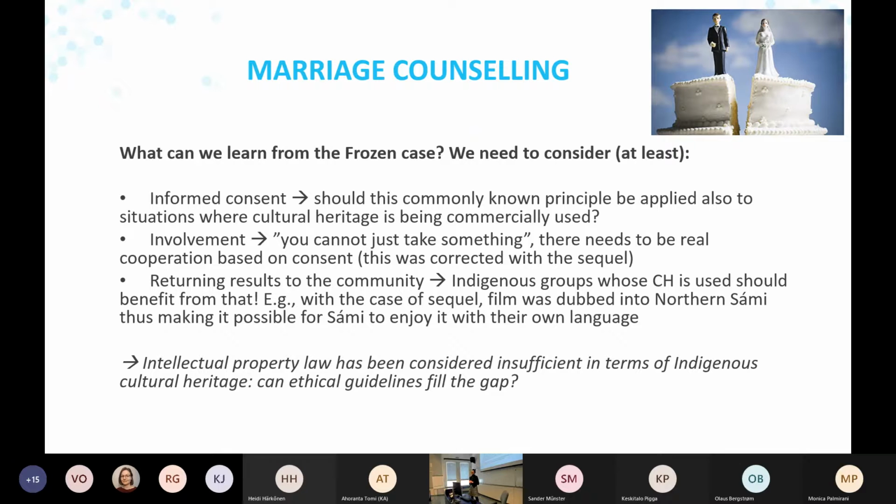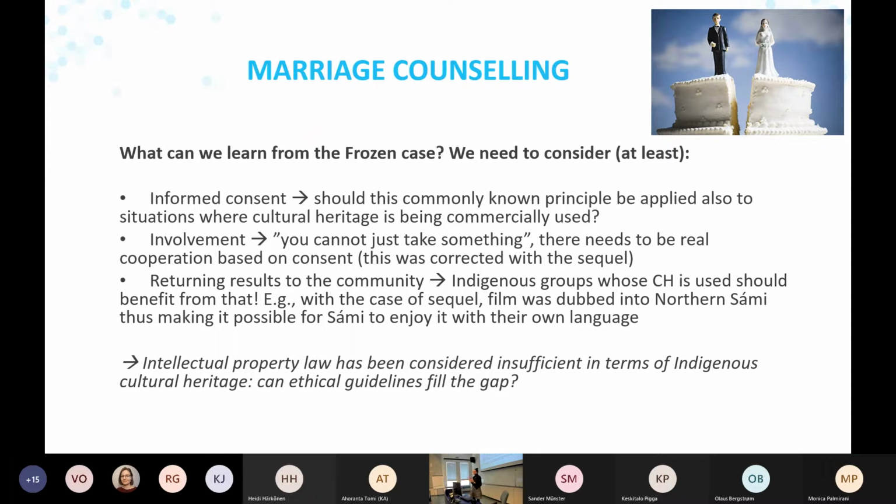And maybe what can be learned from the Frozen context is that the issue of informed consent, which is a very well-known principle, at least in several areas of law, could perhaps be applied also in this context. We learned that inclusiveness of the community is necessary, and there is also the need to return results to the community in a way or the other. So how can we reach this through intellectual property rights without completely distorting the purpose of IPRs?